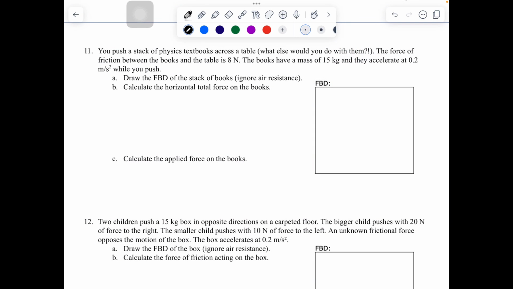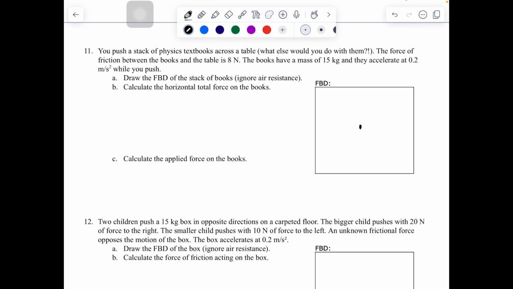You push a stack of physics textbooks across a table. What else would you do with them? So real. The force of friction between the books and the table is 8 newtons. Books have a mass of 15 kilograms, and they accelerate at 0.2 meters per second squared while you push. These are some really great practice problems. Highly recommend you practice and are comfortable with them.